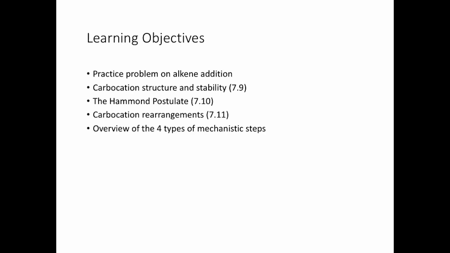This video will finish up Chapter 7. We'll start off doing a practice problem on alkene addition, then we'll talk about carbocation structure and stability. Remember, that's an intermediate in these alkene addition reactions. We'll talk about something called the Hammond postulate and how that helps us to determine what a transition state looks like. Then we'll get into carbocation rearrangements.